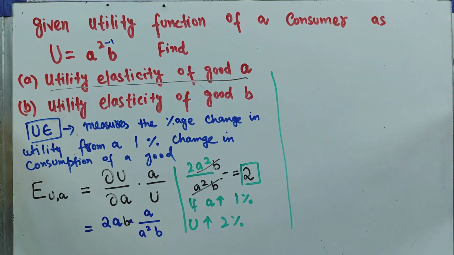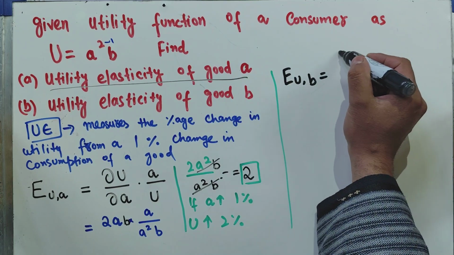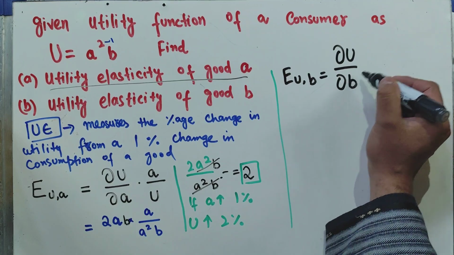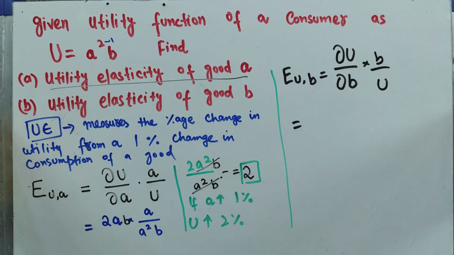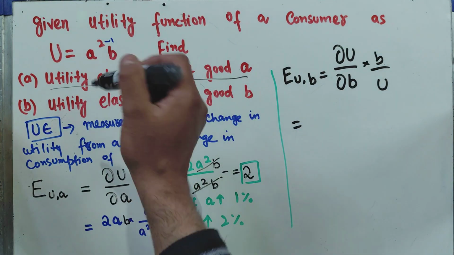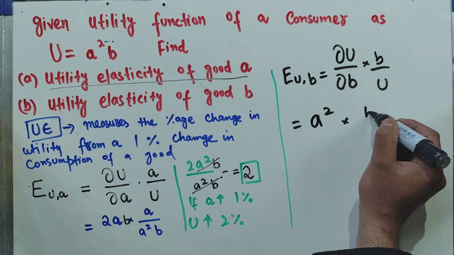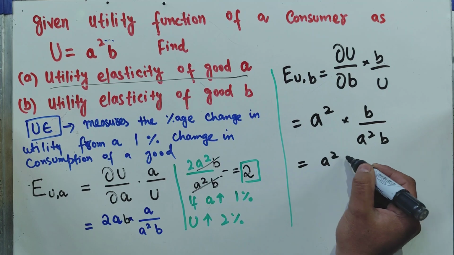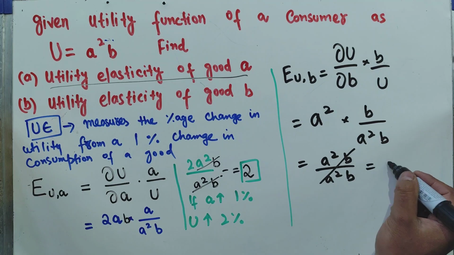Similarly, we can find the utility elasticity of good B. The utility elasticity of good B is equal to du, the change in utility due to the change in the consumption of good B, times B upon U, which is du upon dB, partially differentiating the given utility function with respect to B. The derivative of B is 1, so we are left with A square times B divided by U, which is A square B. So it becomes A square B upon A square B, which gets cancelled, and we are left with 1.